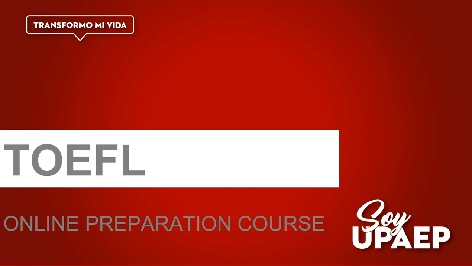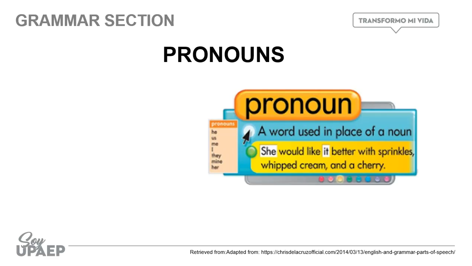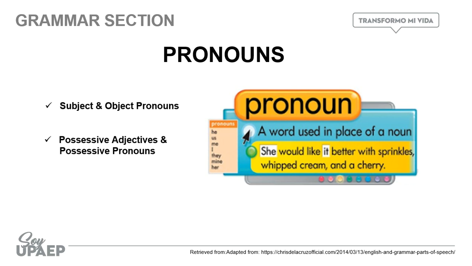In this module, we are going to continue getting prepared for the grammar section of the test. This time, we are going to be focusing on pronouns. As we said in the video related to parts of speech, a pronoun is a word used in place of a noun. So, we are going to be focusing on different kinds of pronouns: subject and object pronouns, possessive adjectives and possessive pronouns, and pronoun agreement. So, when you are ready, let's start.